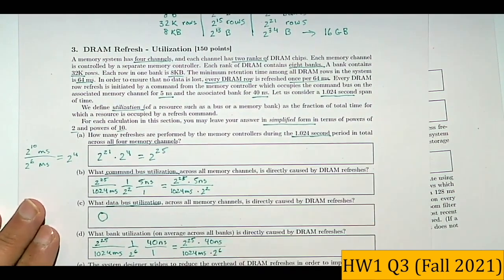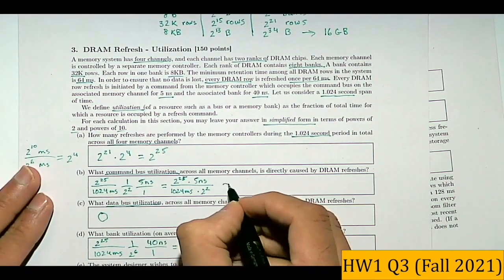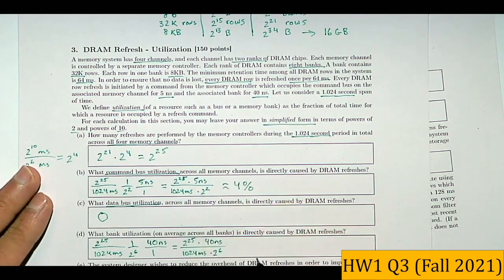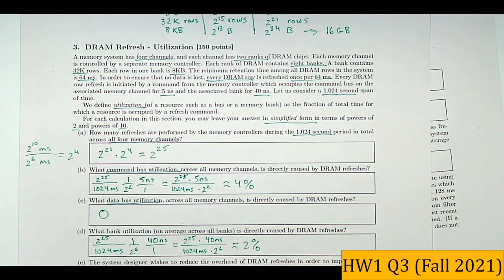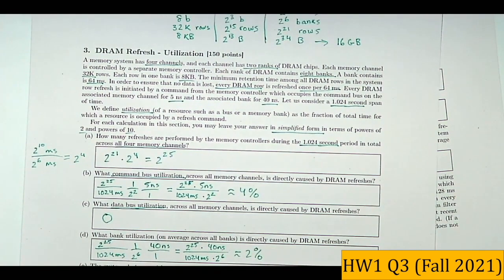If you go ahead and evaluate these, I think the values are in the solutions we have online. This is about 4%, and this is about 2%. So if you did go ahead and compute that, that's what you would end up with. Are there any questions about that part so far? I'll move on to the next thing.